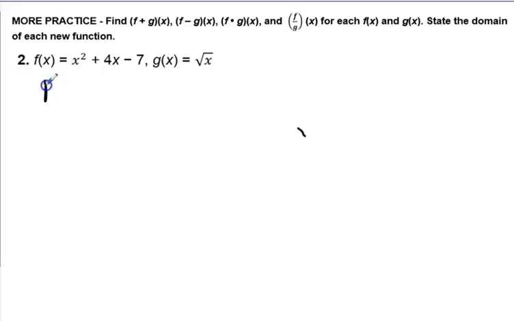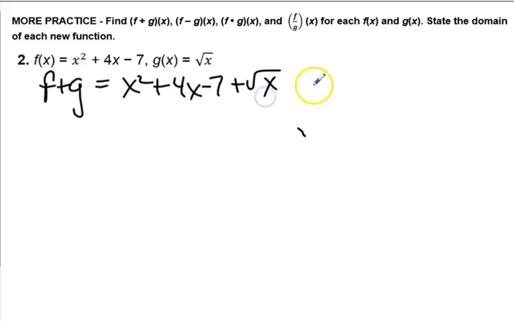So these are weird ones again. If we have f plus g, this is not bad. We get x squared plus 4x minus 7 plus the square root of x. What's the restriction, though, when x is in a radical? It can't be negative. How do we write that?